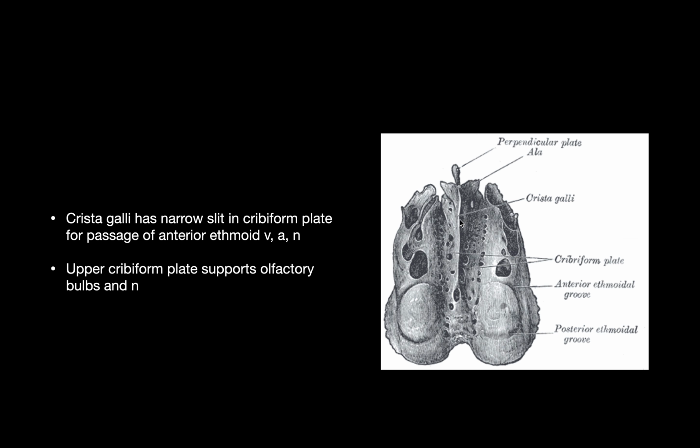So here, the crista galli has a narrow slit, and the cribriform plate for the passage of the anterior ethmoid vein, artery, and nerve. And the upper cribriform plate supports the olfactory nerves and bulbs.